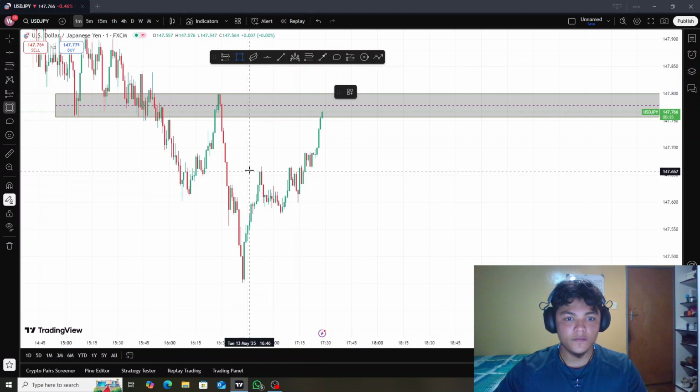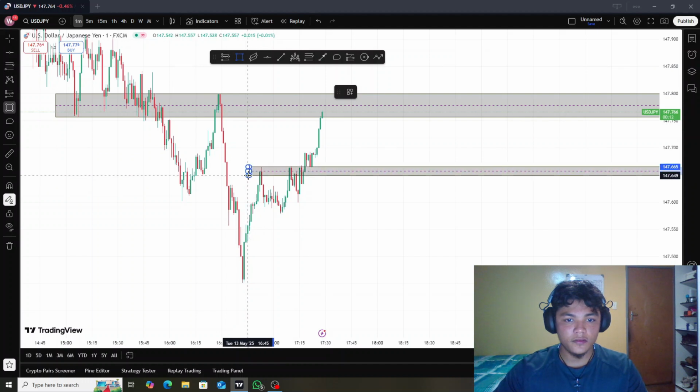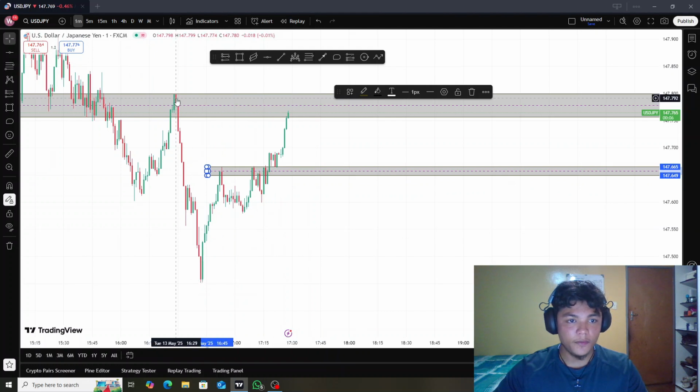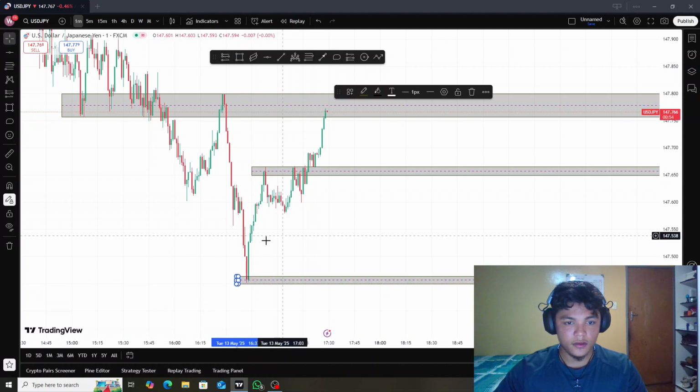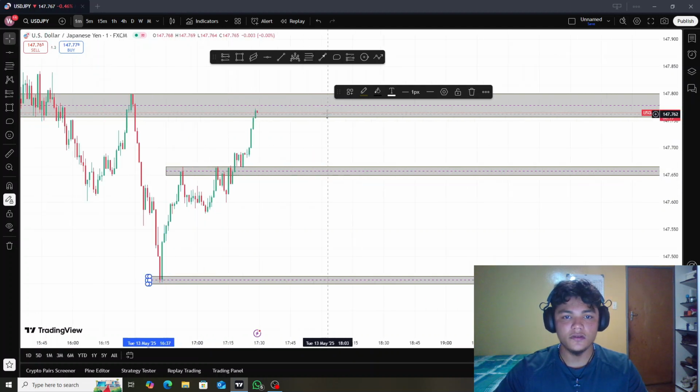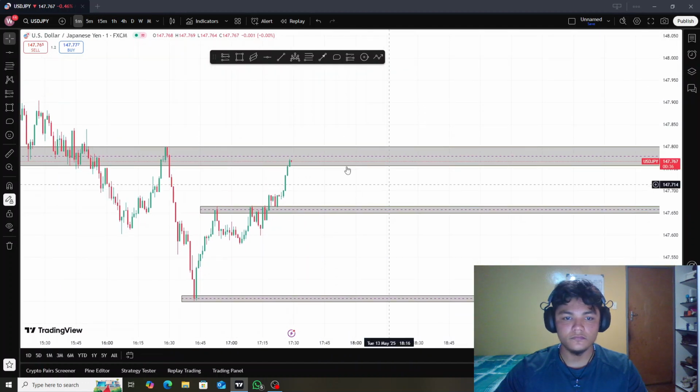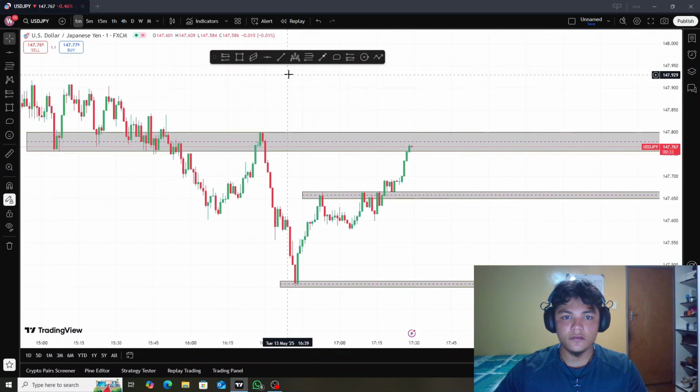So here we have some sort of resistance. That became support. The market went from here, from the previous support, came down. Something happened here, the support area right there. It went up, retested the resistance, went down, and broke through the resistance.